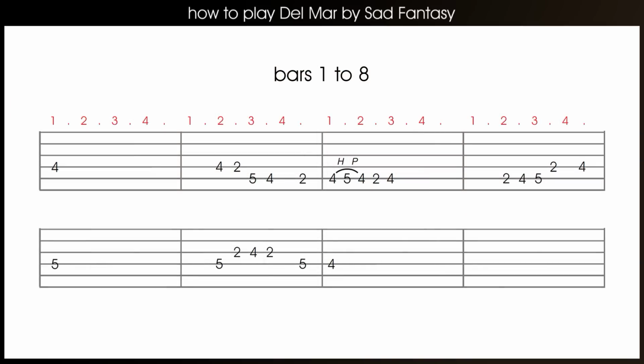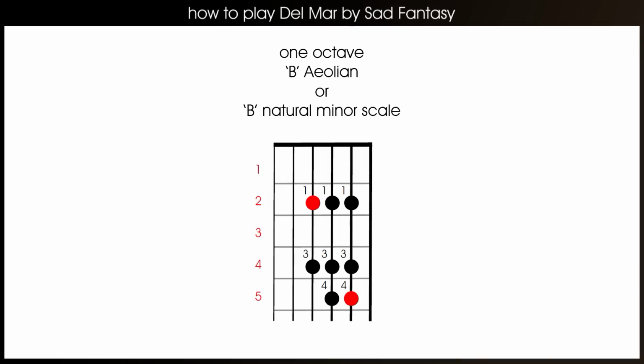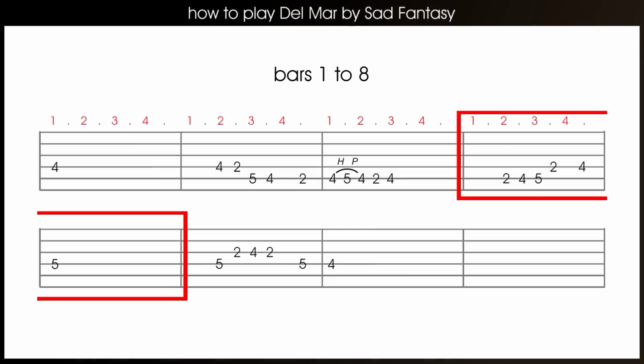Right, let's move on to the 4th and 5th bar, which are really easy because you've already learnt to play them. All you have to do to play this bar is play 3/4 of the scale you've learnt previously, the B Aeolian scale. The only slight complication is that it doesn't start on the first beat of the bar.